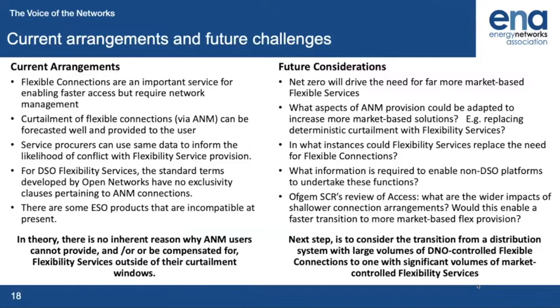And I think a lot of these questions are going to be interactive with Ofgem's SCR and the review of the access arrangements. So what do A&M connections look like under a shallower arrangement? Does that remove the need for A&M management? And under shallower connection arrangements, can DNOs start taking on more of the potential risk and cost through some of their flexibility services?